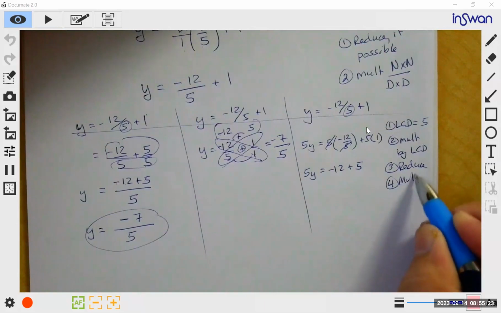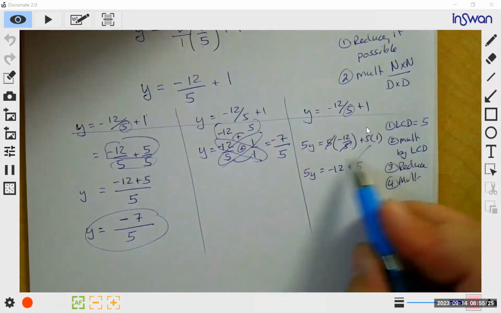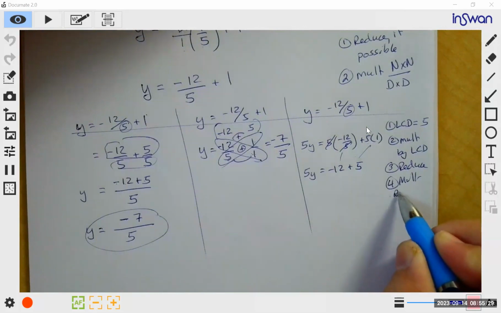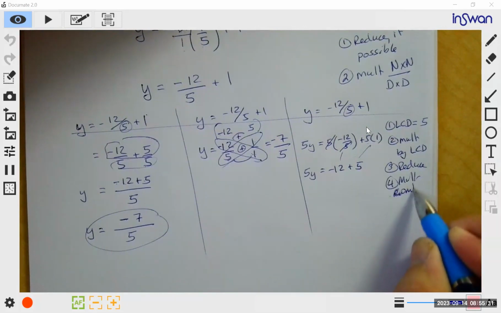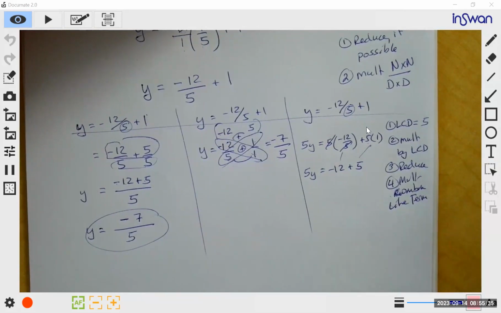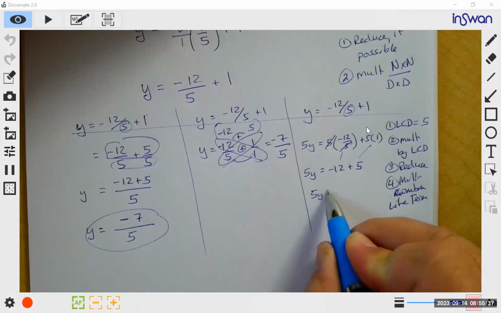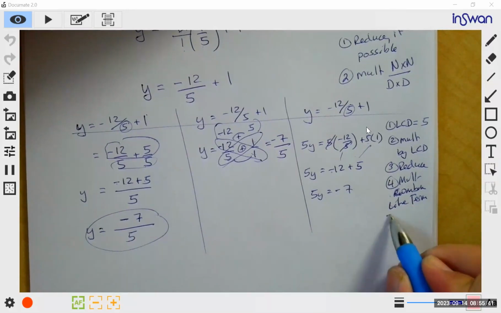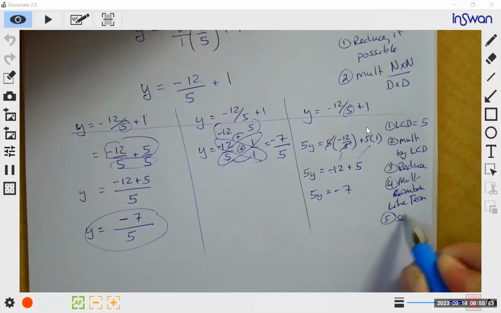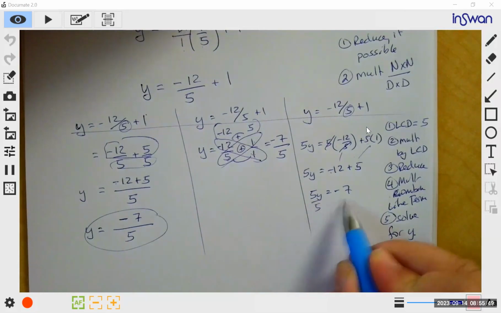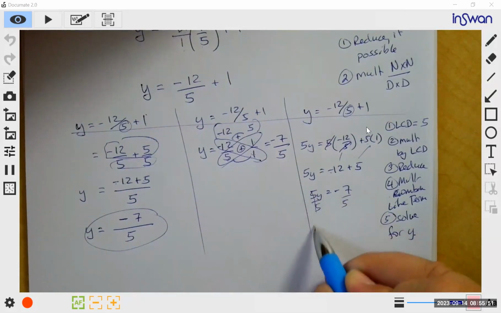Multiply, get rid of the parentheses, which we did. Combine like terms. Negative 12 plus 5 is negative 7. And solve for y. Divide both sides by 5.